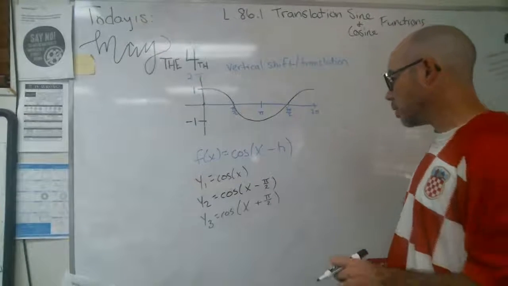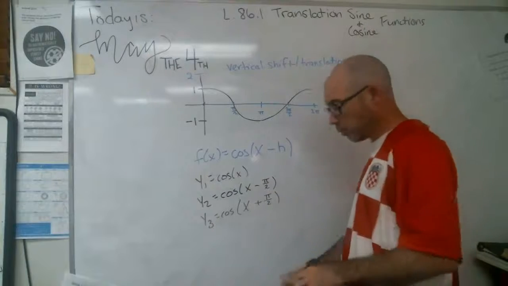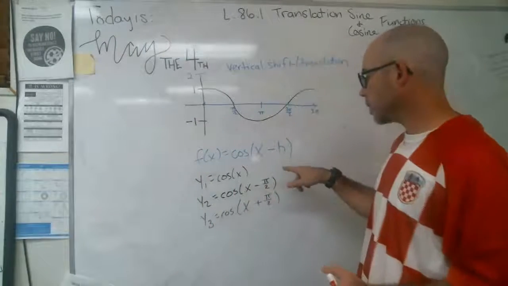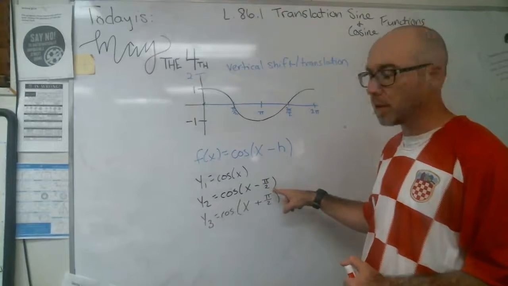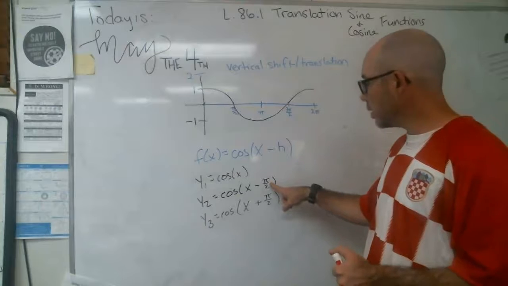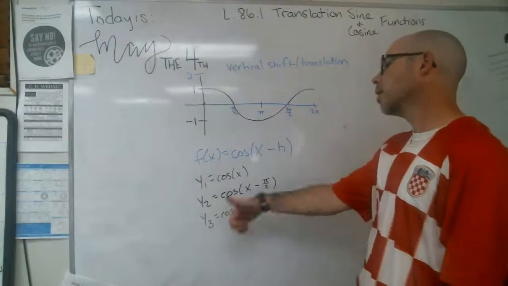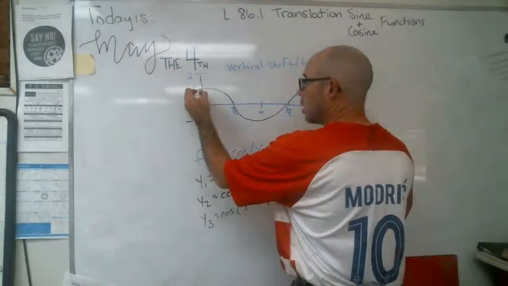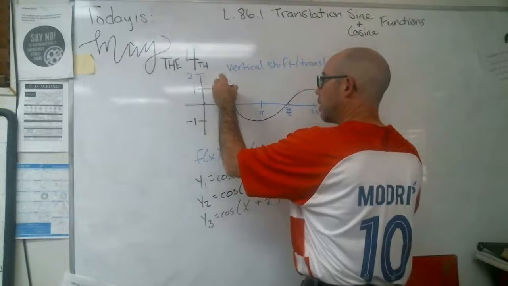Okay, so if you do those, let's take y2, and maybe I'll do y2 in red. X minus the phase shift. That's what this one's called. It's called a phase shift. Horizontal or phase shift. Then it's going to shift every point pi over 2 radians to the right. Okay? Shift to the right. So instead of this point being here, it's going to be here. Shift it pi over 2 radians.